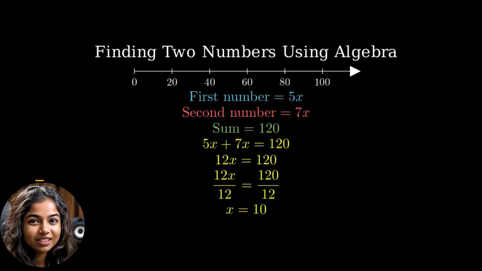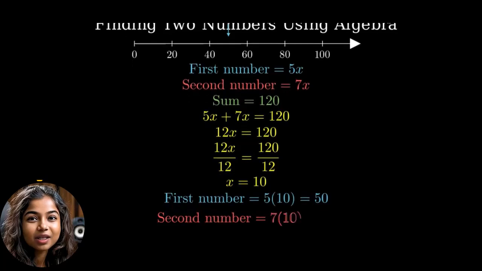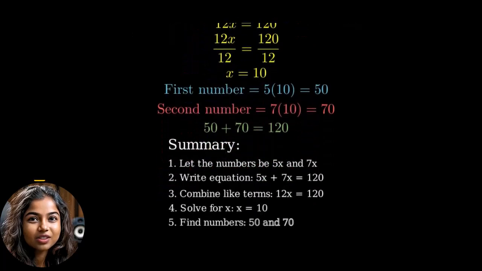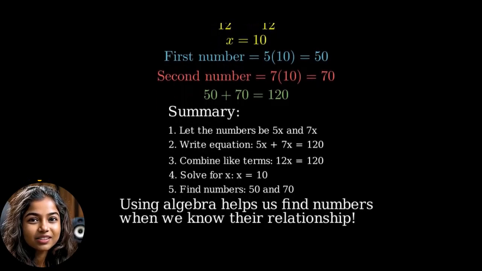Now that we know x equals 10, let's find our two numbers. For the first number, we multiply 5 times 10, which gives us 50. For the second number, we multiply 7 times 10, which gives us 70. Let's verify our answer. 50 plus 70 equals 120, which matches our original requirement. Therefore, the two numbers are 50 and 70. Let's summarize our solution process. This problem demonstrates how we can use algebra to find two numbers.